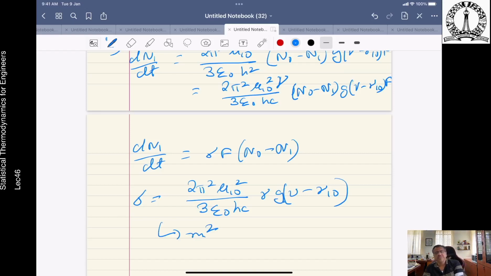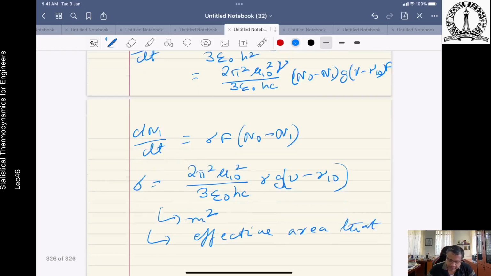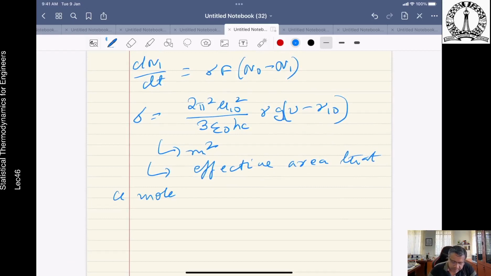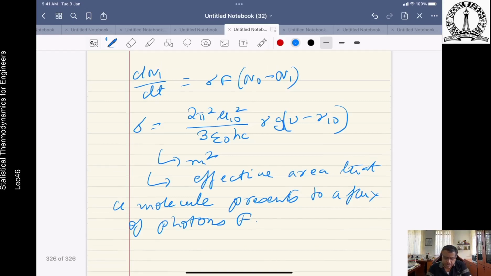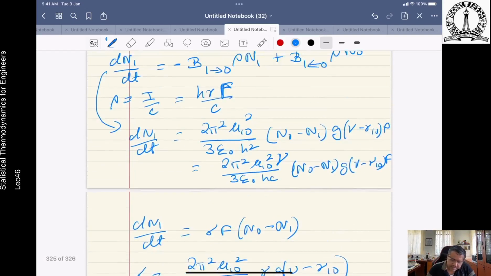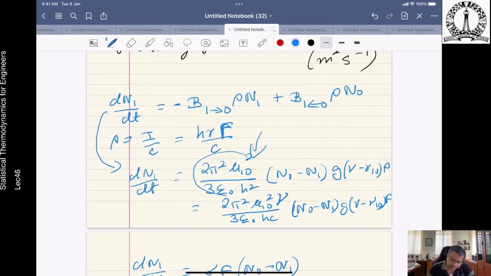The physical interpretation of sigma is as an effective area that the molecule presents to the stream of photons of flux F. So this is basically the effective area that a molecule presents to a flux of photons, F. Now of course here you notice a few things like G, and how did I get these expressions that you see over here.